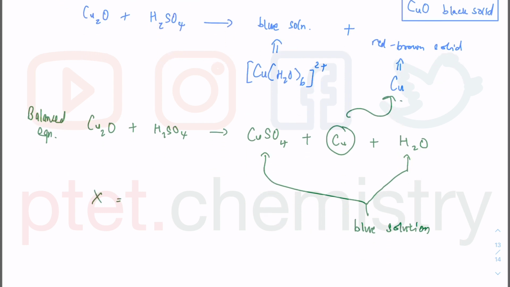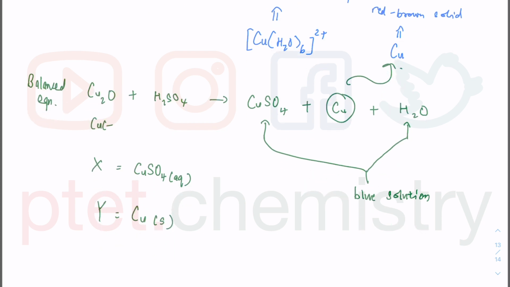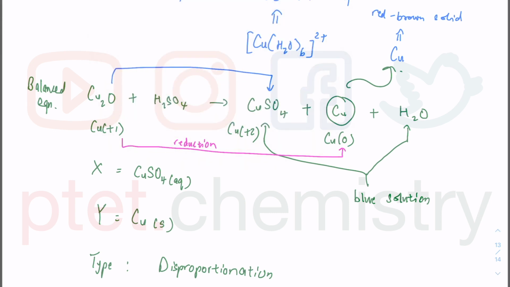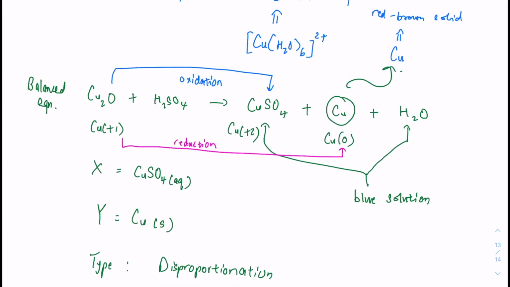So X is the blue solution, so there is copper 2 sulfate, aqueous, and then Y is going to be copper solid. This is actually going from copper plus 1, copper 1 oxide, to copper plus 2, copper 2 sulfate, and copper 0. This is what we call, it's not really disproportionation, but it's kind of like reverse disproportionation. No, actually it is disproportionation, sorry. Disproportionation, because one species is both oxidized and reduced in the same reaction. Plus 1 to 0, that is reduction. And then plus 1 to plus 2, that is oxidation. Plus 1 to plus 2 is an increase in oxidation number, that's oxidation. So this reaction is called disproportionation. That's the end of that question there.